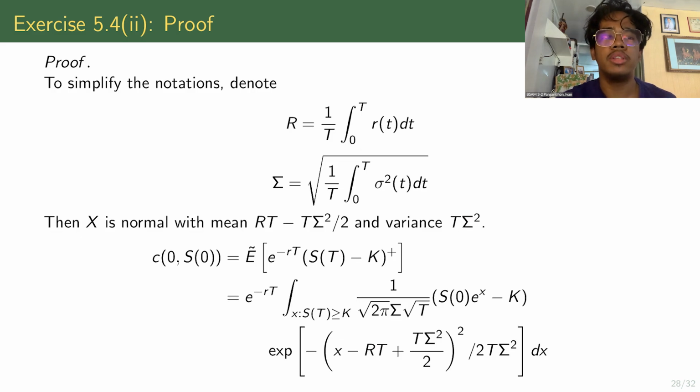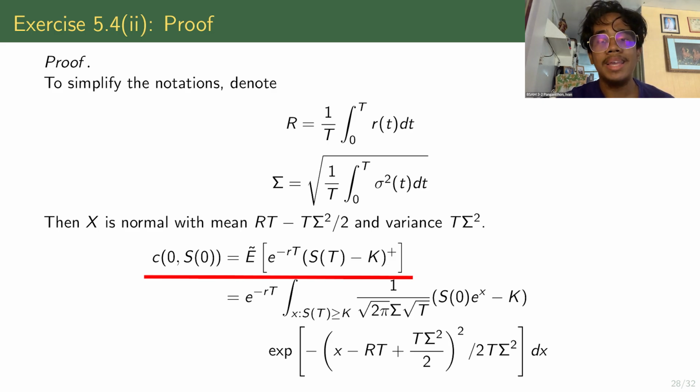To simplify notation, we denote R, the big R, to be equal to 1 over T times the integral of r of t from 0 to T, and sigma to be equal to the square root of 1 over T multiplied by the integral of sigma squared of t from 0 to big T. Then X is normal with mean big R times T minus T sigma squared over 2 and variance of T times sigma squared.